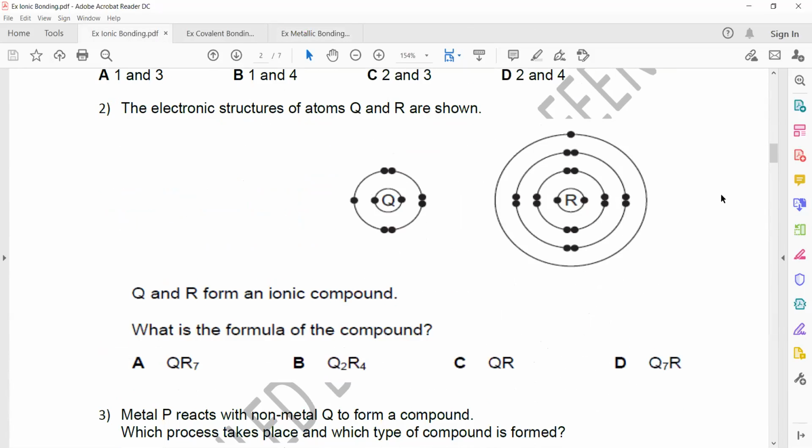The electronic structures of atoms Q and R are shown. Q and R form an ionic compound. What could be the formula? How can you identify the formula of the ionic compound? Q belongs to group 7, so the valency, the charge, will be -1. R belongs to group 1 because there's one electron in the outermost shell. Whenever the two valencies are the same, you simplify and cross multiply. So C is the right answer.